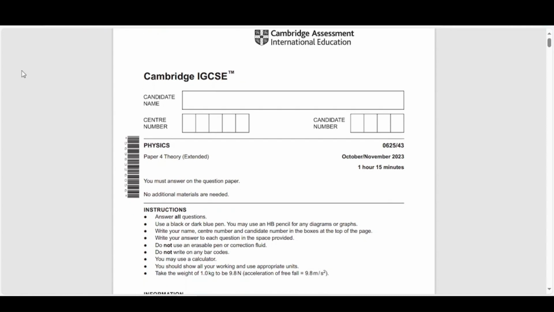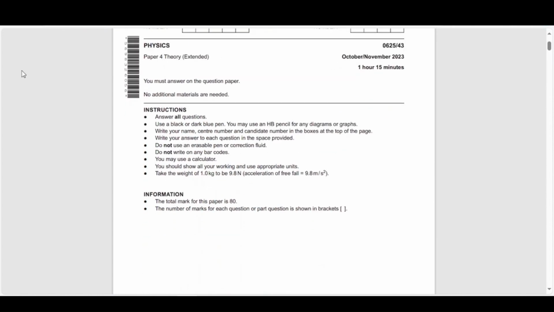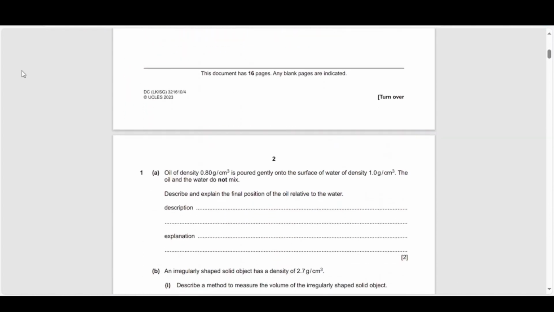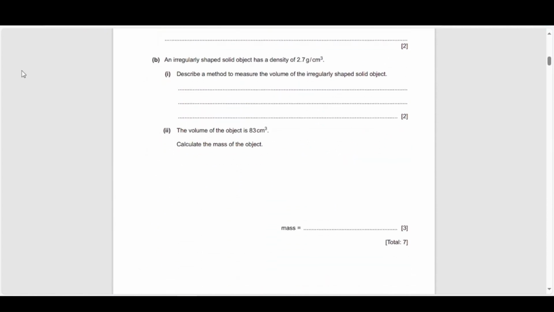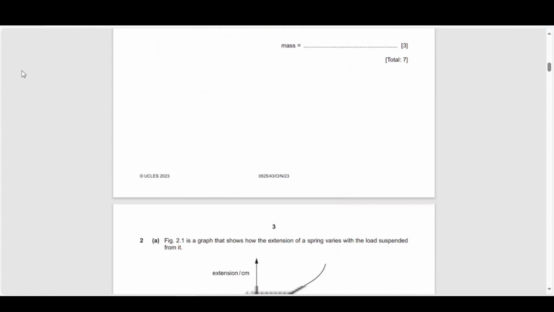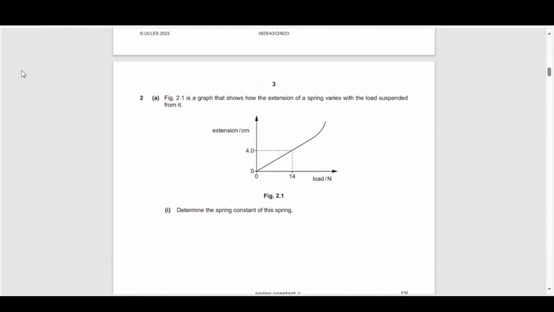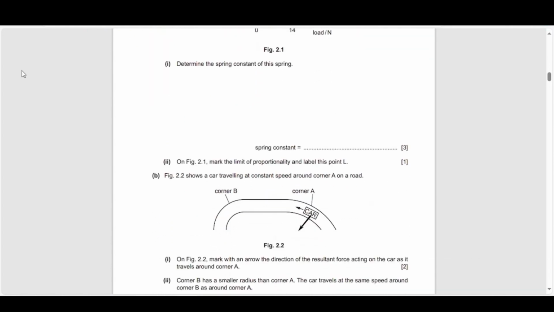So we're starting off with the October-November 2023 paper. We're looking at the 42 variant, and we're going to look out for questions from the forces in motion topic. The first question is linked more towards measurements. So you've got your density and mass and things like that. Your second question is focusing on spring constants, which is a topic that we'll be covering.